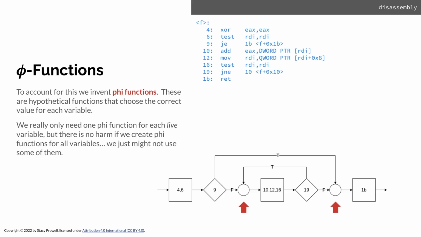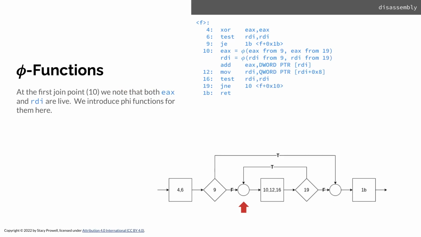The way we're going to deal with the merge points is we're going to create something called a phi function. These are hypothetical functions that will tell us which value to use. If RDI is mentioned in the body of the loop here, which we know that it is, do I mean the value that came from 9, or do I mean the value that came from 19 and came around the loop? Well, the phi function will tell me. It will just magically inform me of which one to use. I won't define the phi function. I won't write it down anywhere.